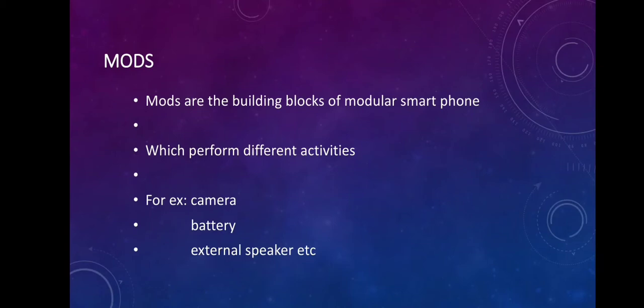This is about the modes of modular mobile phones. Modes are the building blocks of a modular smartphone, which perform different activities. Examples: camera, battery like 3000 mAh, 4000 mAh, 5000 mAh. If you want more standby time or more power efficiency, we can upgrade or change to higher mAh batteries. Also an external speaker, and some more parts.